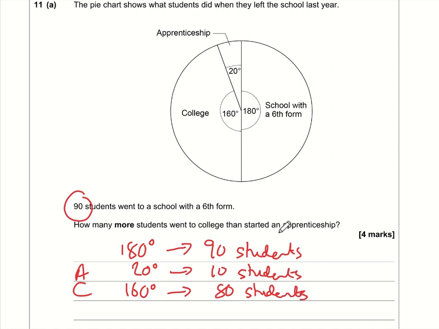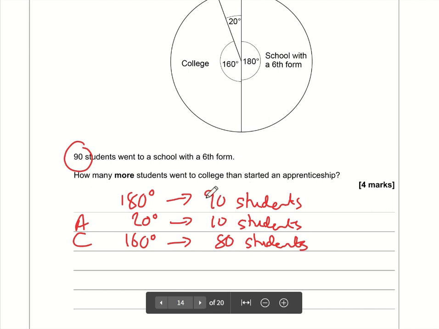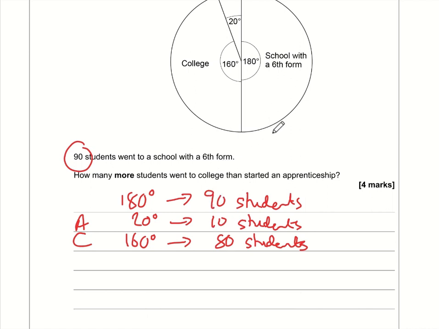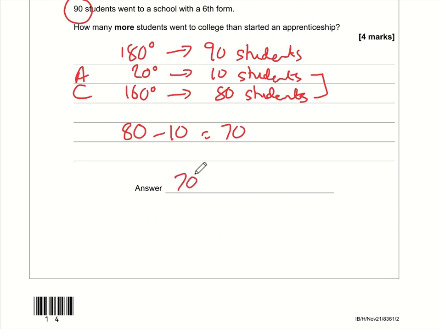Now, does it give us the total number of students? No, it doesn't, because I was going to say, if it did, I would just add them up to check it corresponded with the total, but the total wasn't given. Okay, so it does say how many more students went to college than started an apprenticeship, so it's quite an easy calculation. It's just 80 take away 10, the difference between these two values, so that is therefore a difference of 70 students more. So there's our answer, 70.